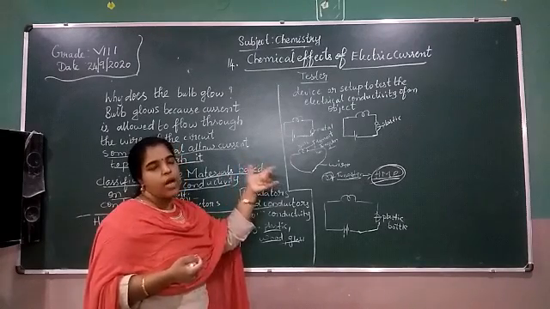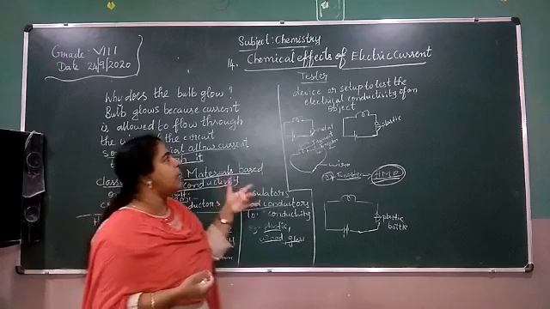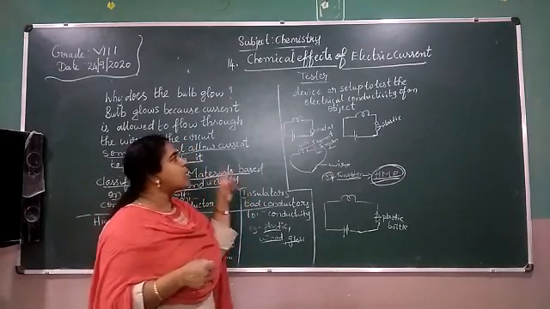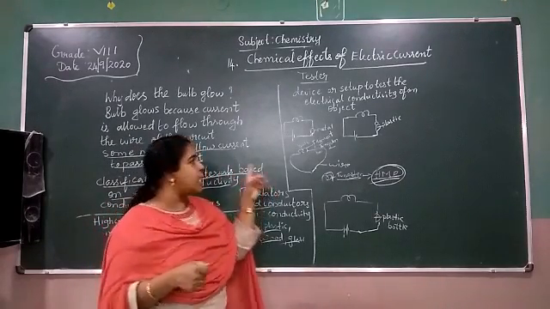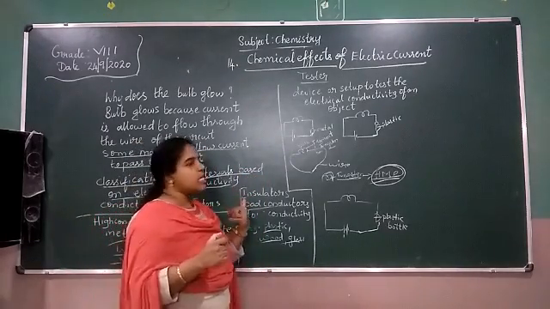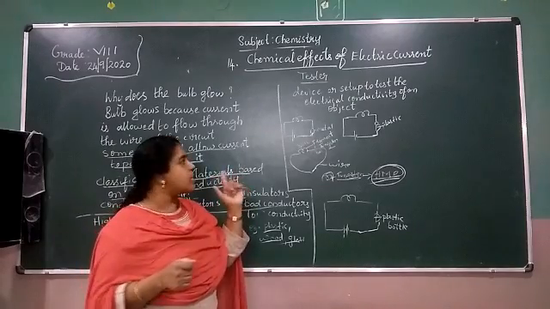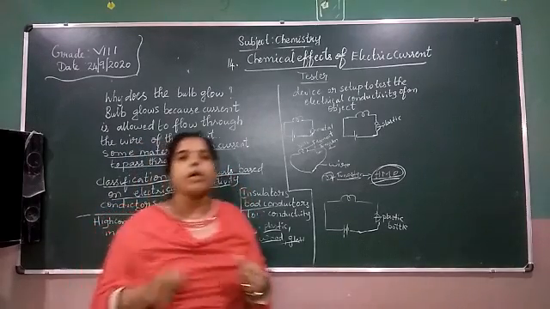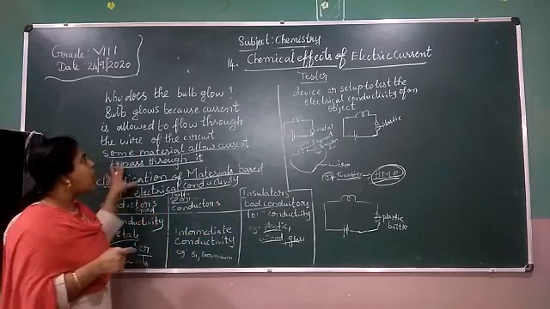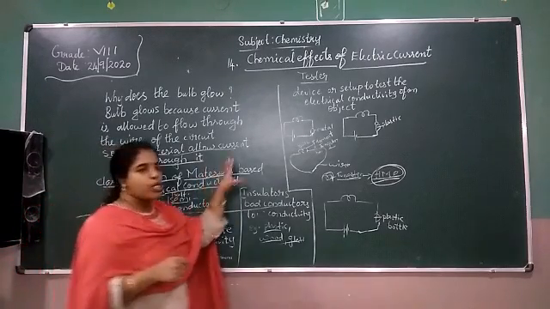What is the filament? We use a tungsten filament; metals are used as the filament. What is the tester? A device or setup to test the electrical conductivity of an object. That's the tester. I hope you are all clear on today's topic: how the bulb glows, what the three classifications are, and what the tester is.